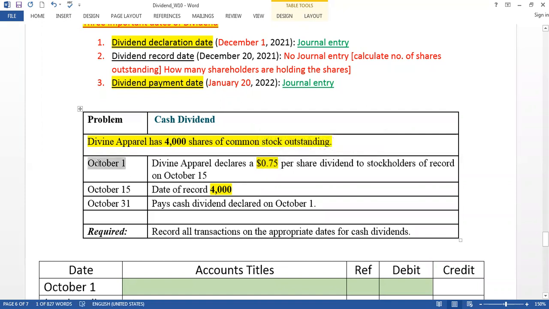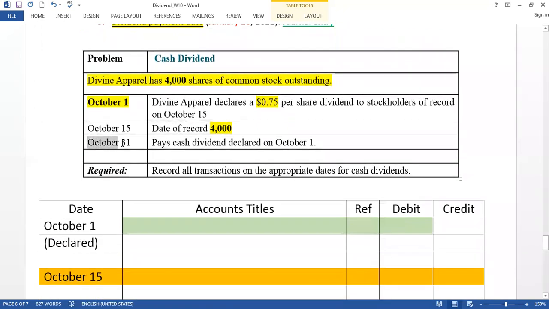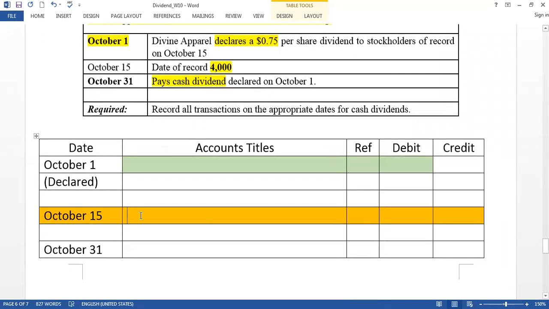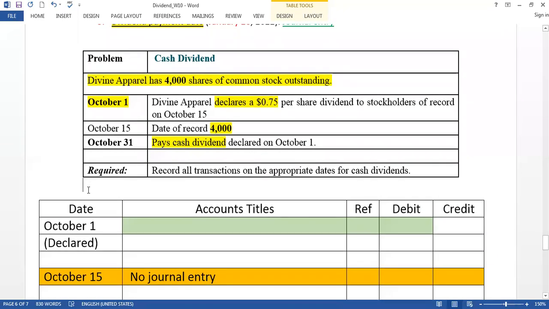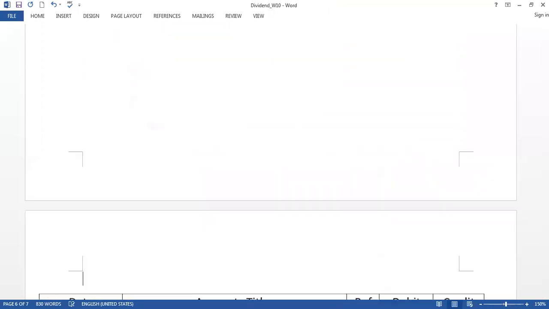The company declared this on October 15. But when the company pays this money, on October 31st, it is cash dividend paid. So we declare dividend one day, but we pay dividend on another day. So for October 15, look at here, we do not have any journal entry.